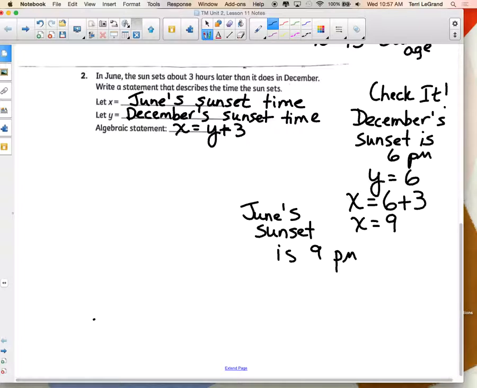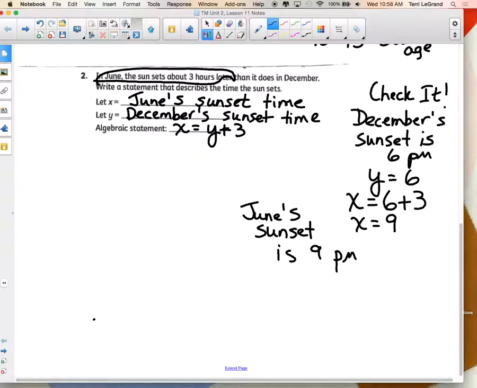Because it's at night. Well, because it's at night, that's true. We're still at night, 3 hours later. And it says in June, the sun sets about 3 hours later. So in June, it is 9 p.m., 3 hours later than 6 p.m.? Yes. So if we would have subtracted, would it have worked? 6 take away 3 would have said that the sun is setting at 3 p.m. in June. 3 hours earlier, not later.